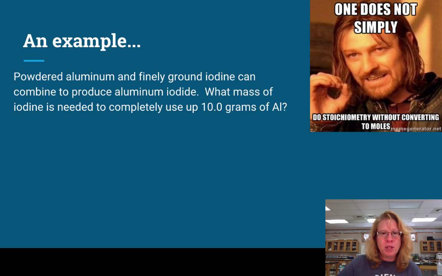And then the question is, what mass of iodine is needed to completely use up 10.0 grams of aluminum? This is a classic stoichiometry problem like we're doing. So it's one of these chemical recipe problems that we're going to do our Wunder fraction conversions with. So number 1, write and balance the equation. Always got to start there. You cannot do this without writing a balanced equation, I guarantee you it's wrong.